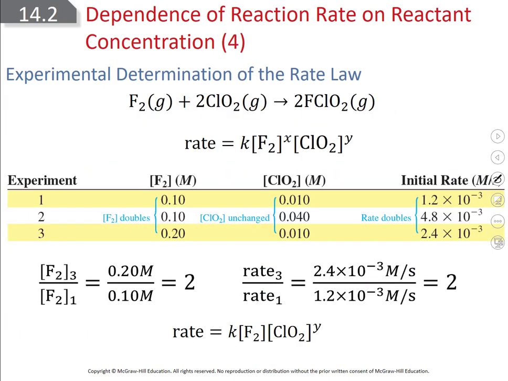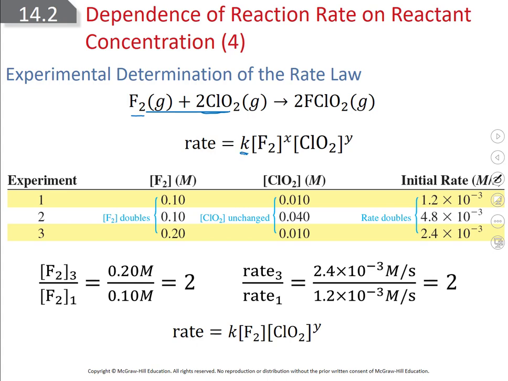So how do we determine these orders experimentally? We're on page 616 in chapter 14 here. And here is an example of a reaction. Fluorine, F2, plus 2 chlorine dioxides makes 2 FClO2s. Again, when we write our rate law, it's only in terms of those two reactants, not in terms of the product, because this is our initial rate.